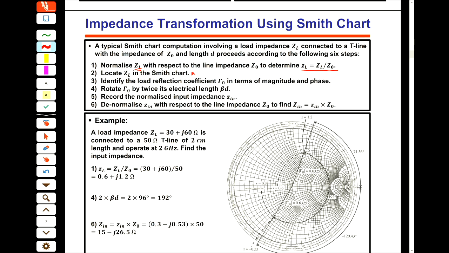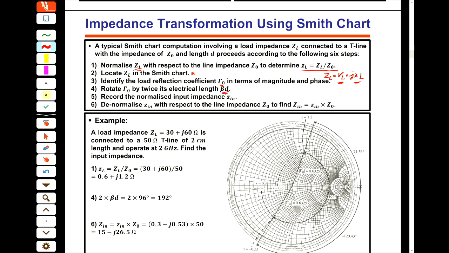I told you that this ZL equals RL plus JXL. So you know the value for this RL and the value for JXL, and then you find the intersection of the constant RL circle and constant XL circle, and this is the point for ZL. And then you can see the value for gamma naught. I just showed you how to calculate the amplitude and the phase of the gamma naught.